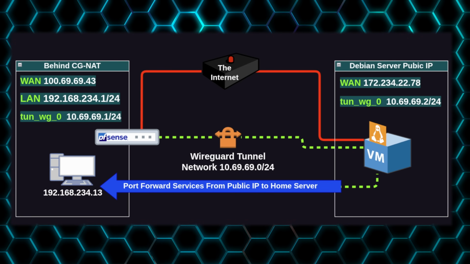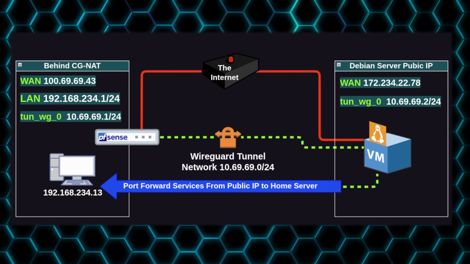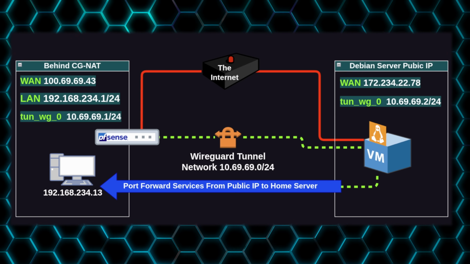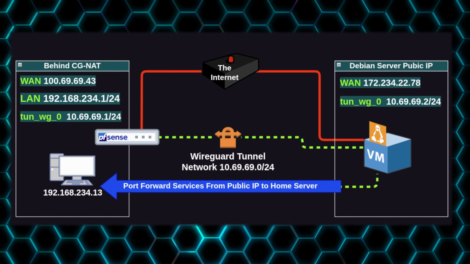linked down below. But what about for those of you that would like to spin up your own VPS server, load WireGuard on there, and forward any of the ports you want over to your pfSense that's behind a CGNAT setup? Or maybe you just don't want to expose your public IP address.